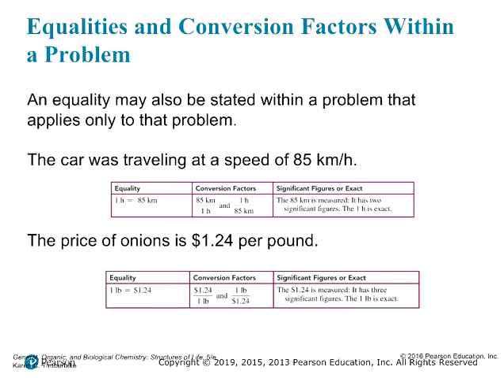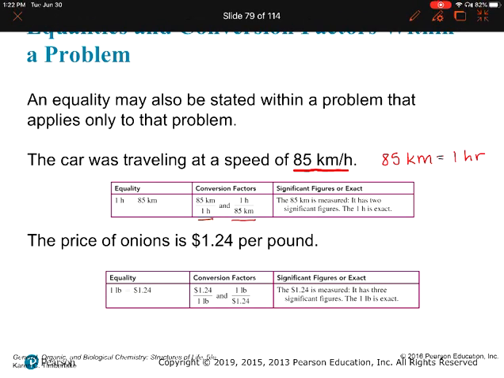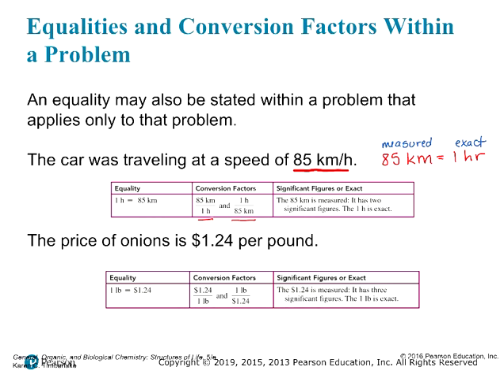Now, there's also other equalities that we might have to take into account for certain problems. For instance, let's say we're given a problem where a car was traveling at a speed of 85 kilometers per hour. Okay, so we can write that as an equality where 85 kilometers equals 1 hour. And then we could write that as two different conversion factors shown in this table here. And they're just inverse of each other. And then when we're considering which part of the equality is measured, the 85 kilometers is what is measured. The hour is exact. Sometimes it's pretty easy to figure out which side is exact and which side is measured, but sometimes it can get a little confusing too.